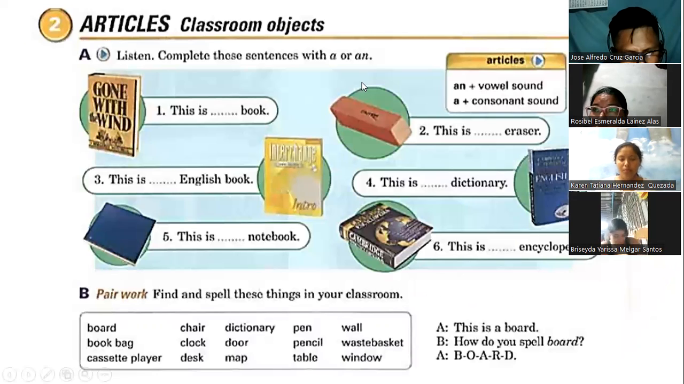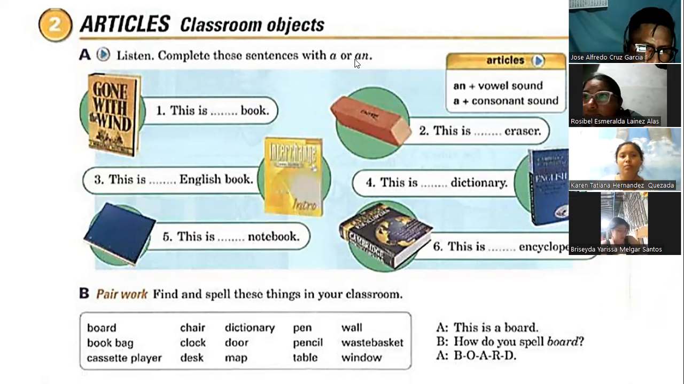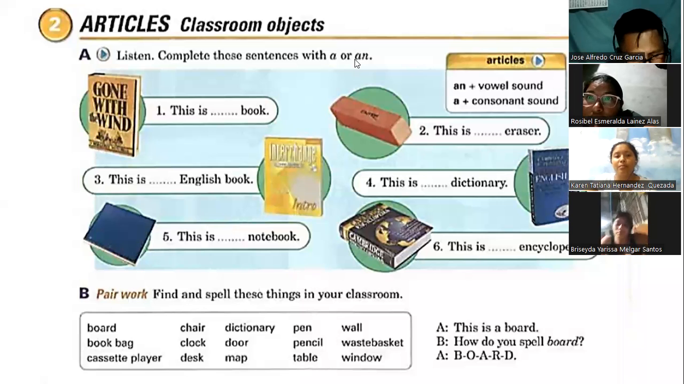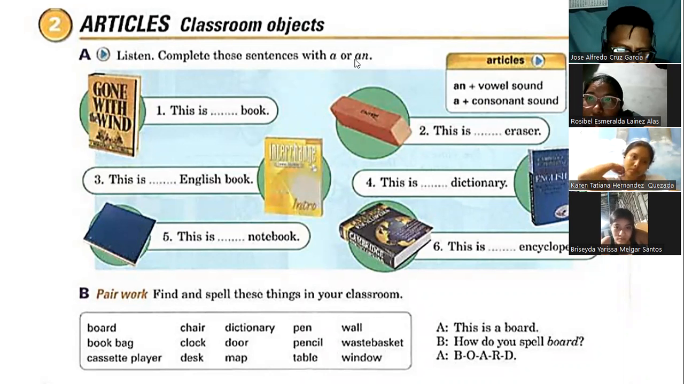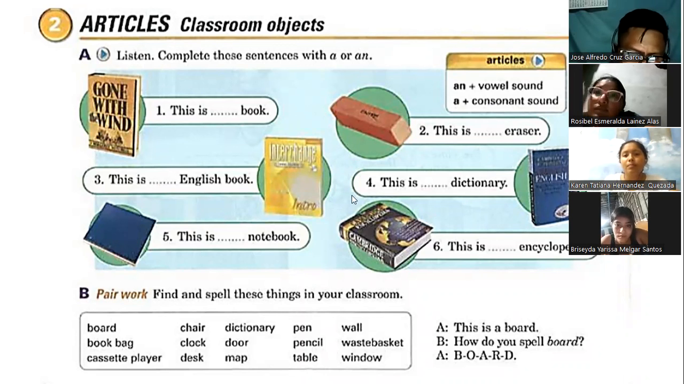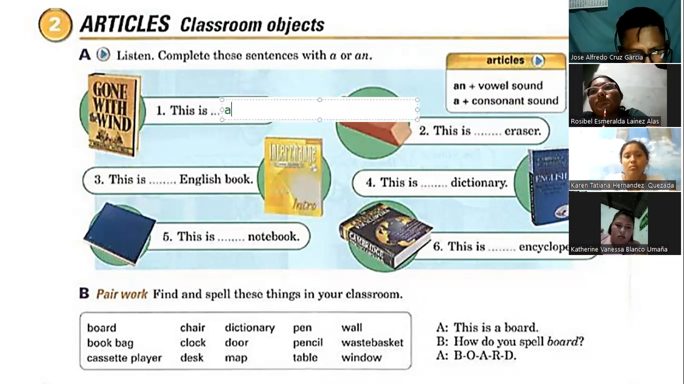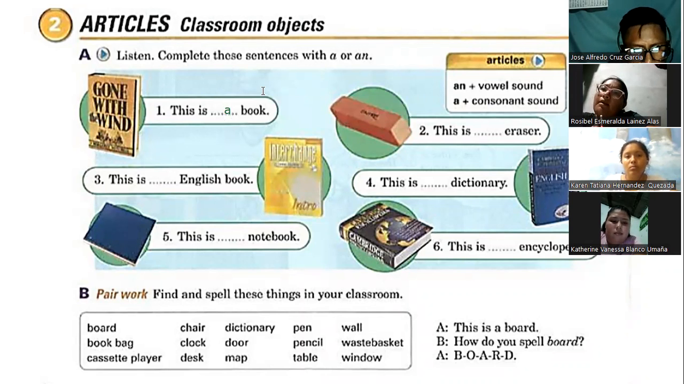Good. Now in the next part, you can see here classroom objects. Los anteriores eran common objects, objetos comunes. But now here we're going to practice with classroom objects, objects that we use when we study. For example, what is this? A book. We use an article. Cuando hablamos de un objeto en inglés, le ponemos un artículo. En este caso sería, this is a book. Este es un libro.